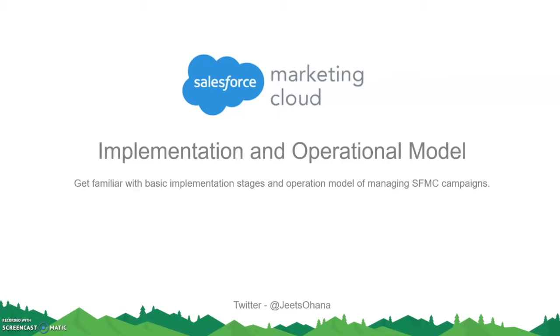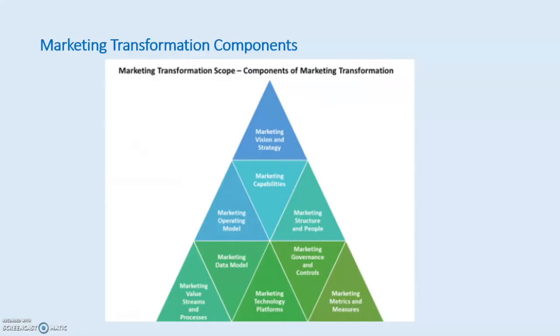So before we dive into the implementation and the operation model, just want to recap that every brand is going through a digital transformation. Within the digital transformation, whatever the phase of that transformation, there is a marketing transformation component which we need to keep in mind. So, what is our marketing vision and strategy, the marketing capabilities, and what is our operating model, the resources which are available, what is our data and what is the data model, and then what are these governance and controls we have got to keep the data quality checks and data sanctity.